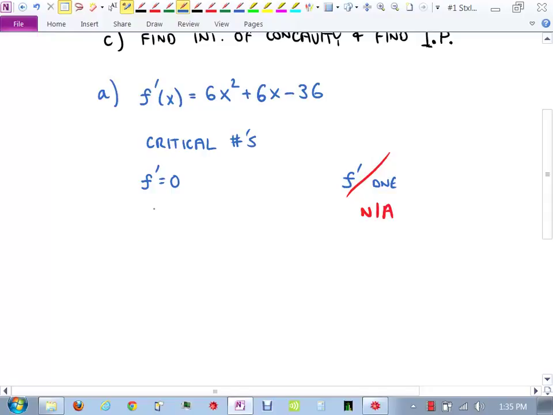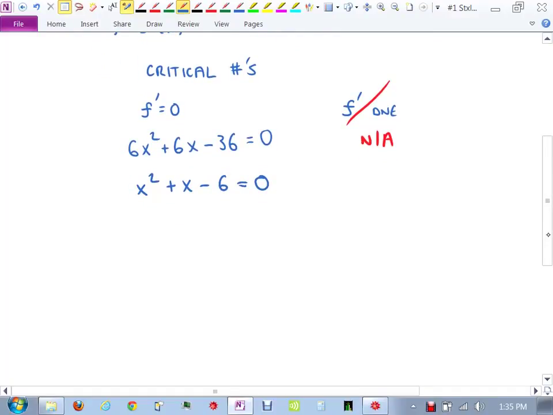What about setting it to 0? So that's a quadratic equation. I'm just going to factor 6. Well, I'll divide everything by 6. How about that? Divide both sides by 6. And then factor x plus 3, x minus 2. So your two answers are -3 and +2.